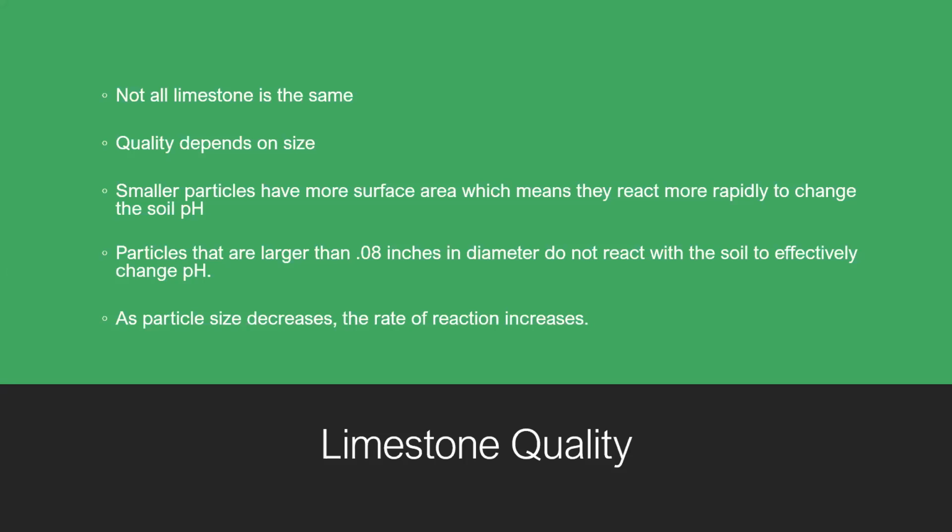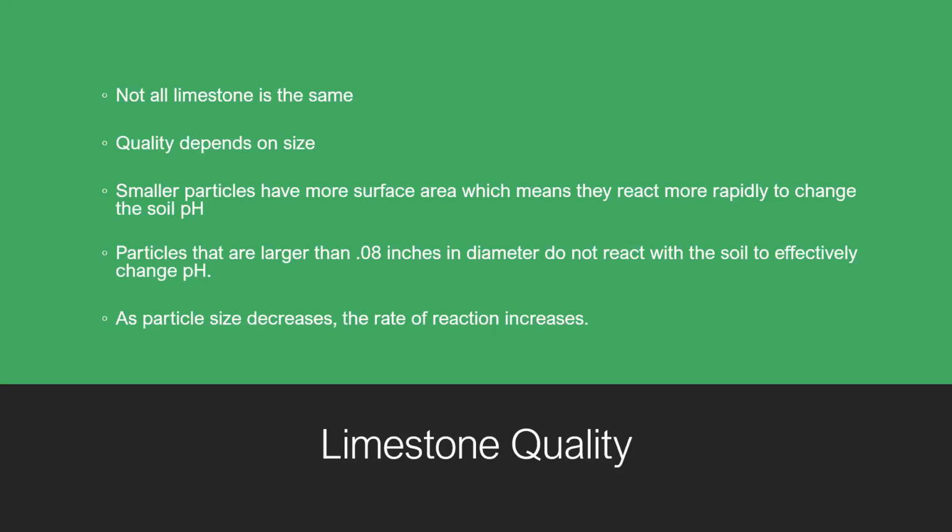We grade or we determine the quality of the limestone based on the size of the limestone. When we get into those smaller particle sizes, we're going to call it ECCE. We'll talk about that here on another slide. But when we get into those smaller particle sizes, they are going to react and raise that pH quicker than those larger particles. You see there that the particles that are larger than 0.08 of an inch in diameter don't react with the soil to change that pH.